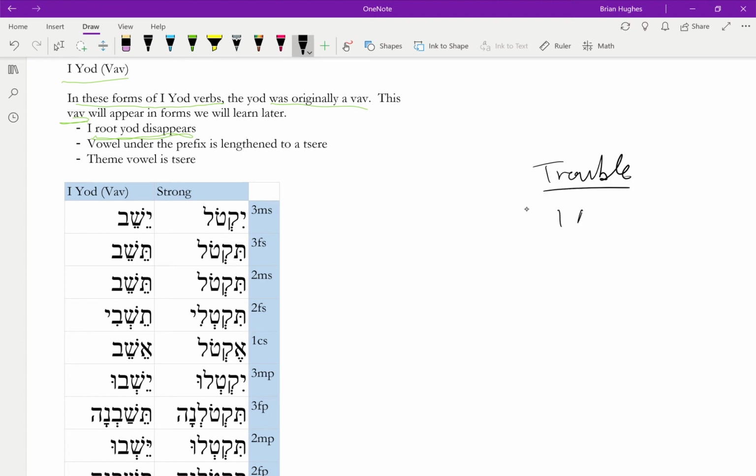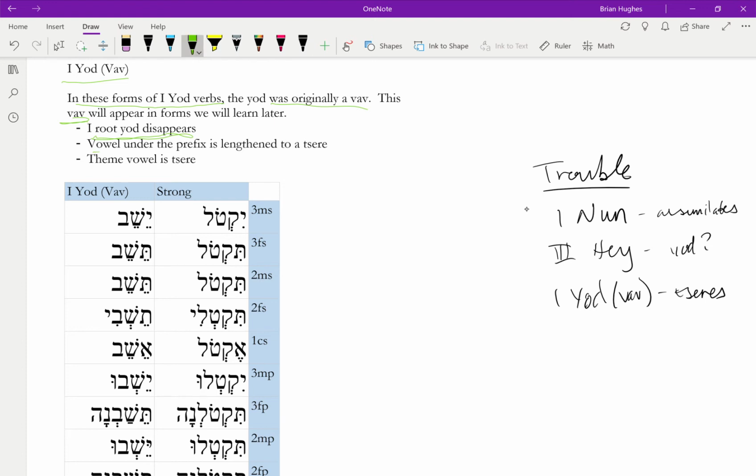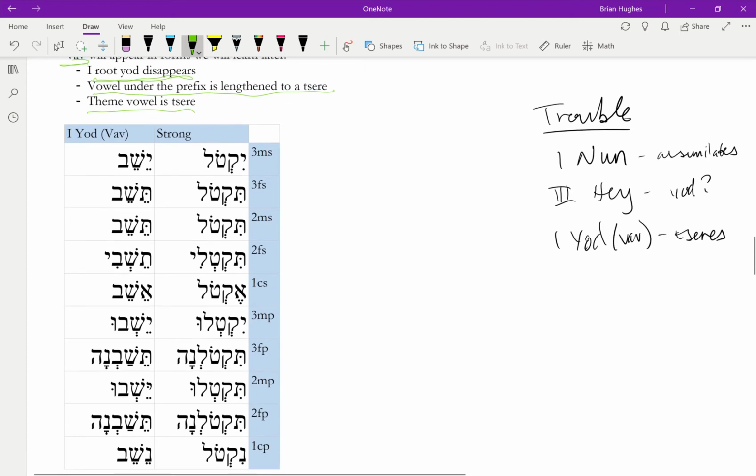So we've had our first noon, which assimilates, and so we're looking for a dagesh. Our third hay disappears and leaves largely no trace, or maybe we get a yod, maybe. And then our first yod vavs. The giveaway for us is going to be the tsere everywhere. So the vowel at the end of the prefix is lengthened to a tsere, and the theme vowel is a tsere.